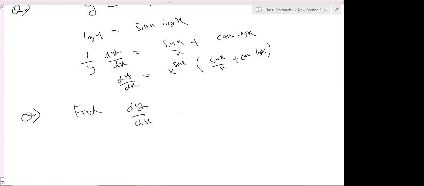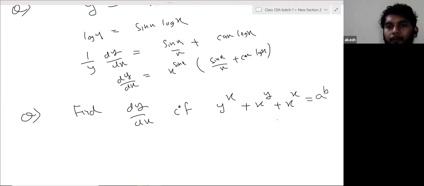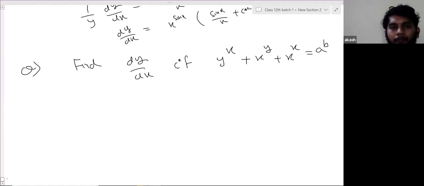Find dy by dx if y raised to the power x plus x raised to the power y plus x raised to the power x equals to a raised to the power b. All right, just write down this question. I'll give you a hint how to solve it. Done. Have you written down this question?